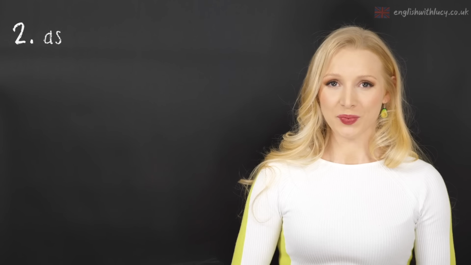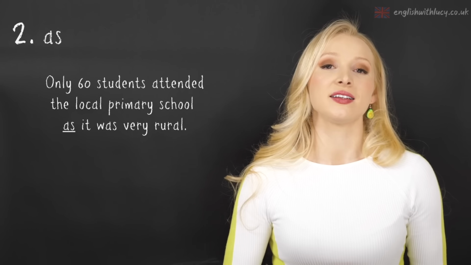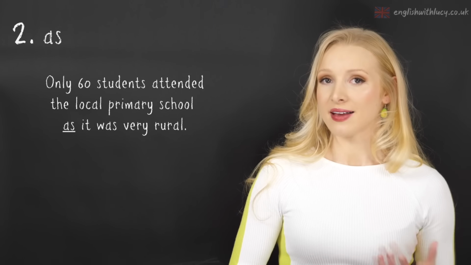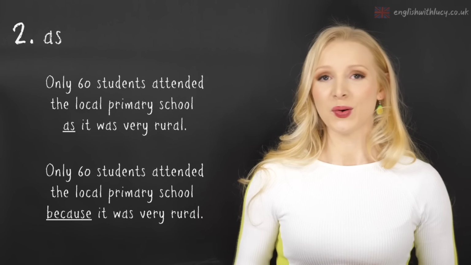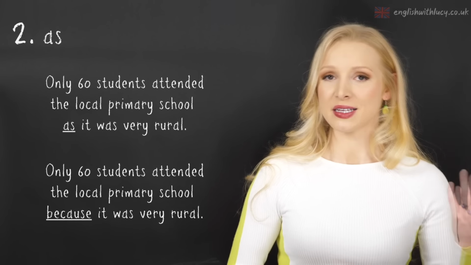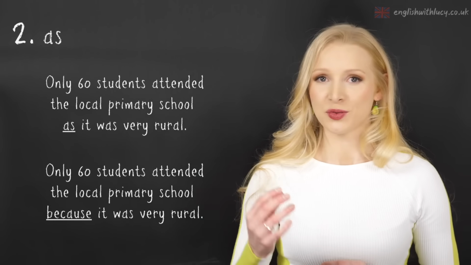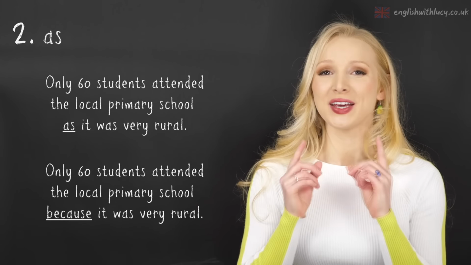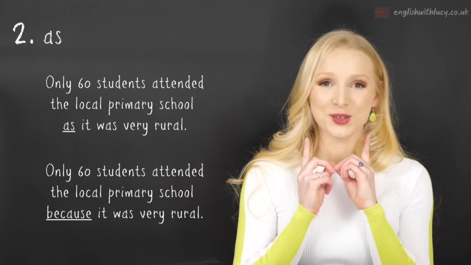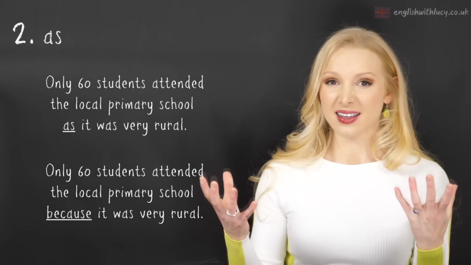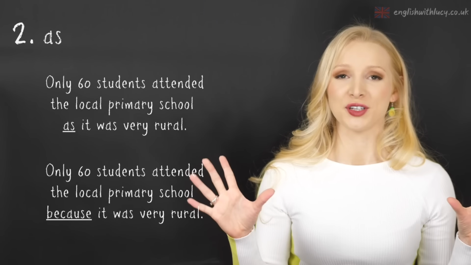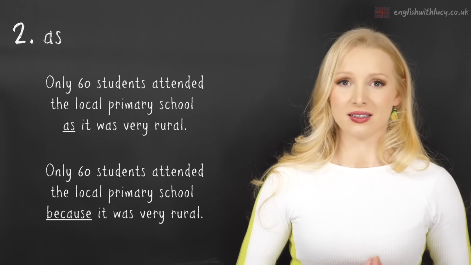Another example, only 60 students attended the local primary school as it was very rural. So you can use because here or as. Because it was very rural, as it was very rural. Rural is a word that lots of students struggle to pronounce. Rural. It means isolated or surrounded by countryside. No towns or cities around.